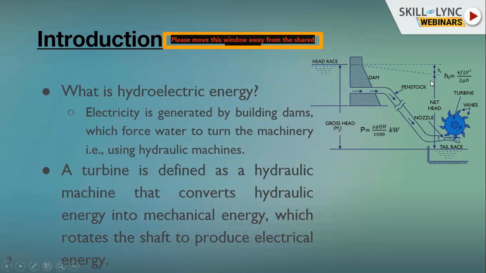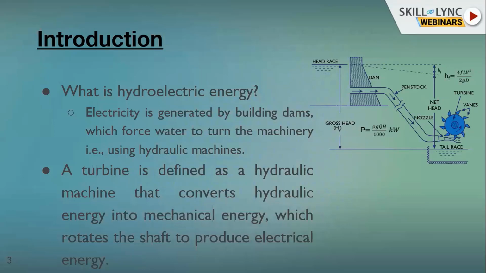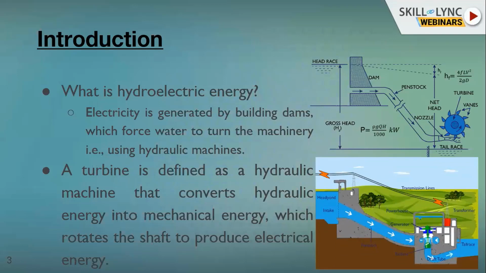The net head available from the dam through the penstock to the turbine is given by Hg minus hf. Here hf is given by the Darcy-Weisbach equation as 4fLV squared by 2gD. The power supplied at the entrance to the turbine is calculated by the power output as rho g Q H by 1000 kilowatts.